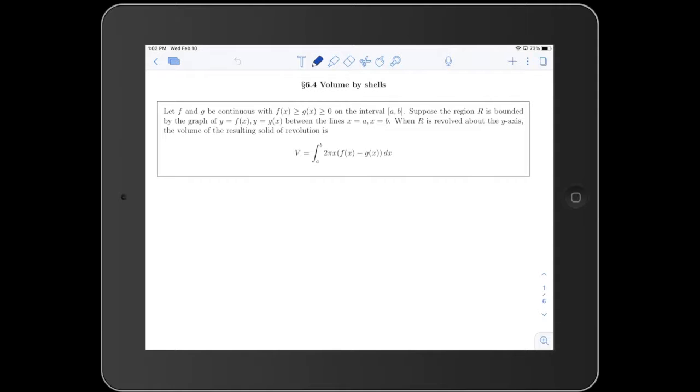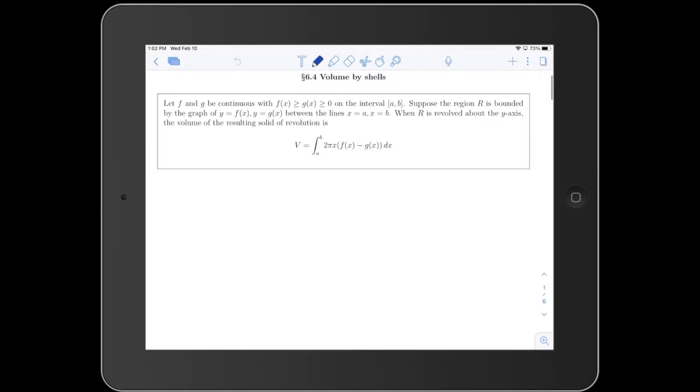So let's go ahead and start with a motivating example. I'm not going to do all of the nitty-gritty math details, but I want you to understand a major difference between the volume by shells method and something like the disk or washer method. Let's say we have the following scenario. We're going to take a rectangle. So this is our R, right? So we would say we have a bounded region. Here's a rectangle. We're going to rotate it about the y-axis.